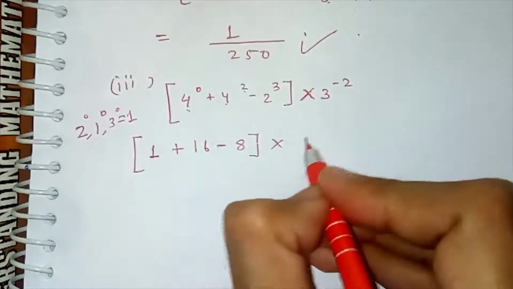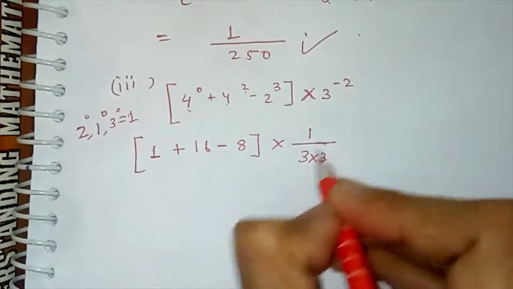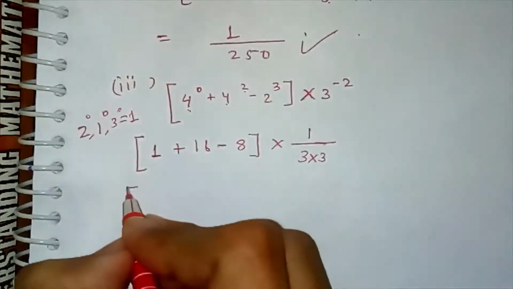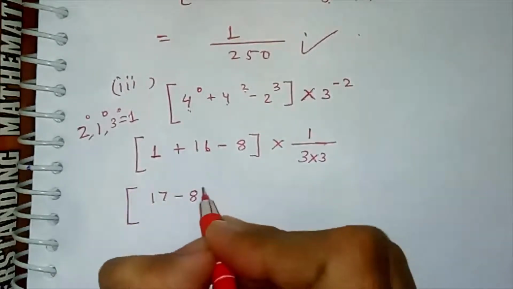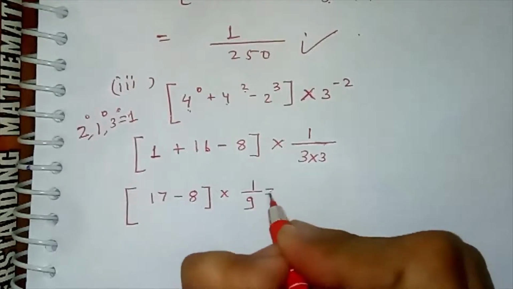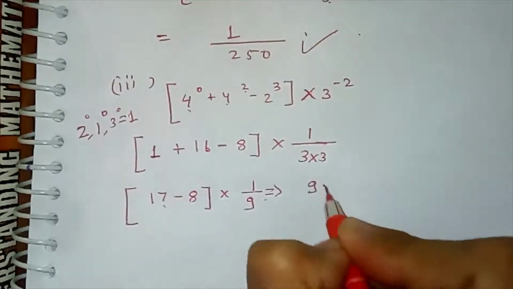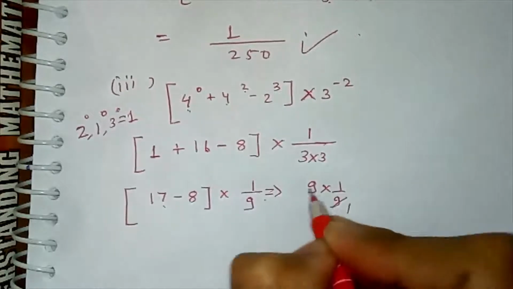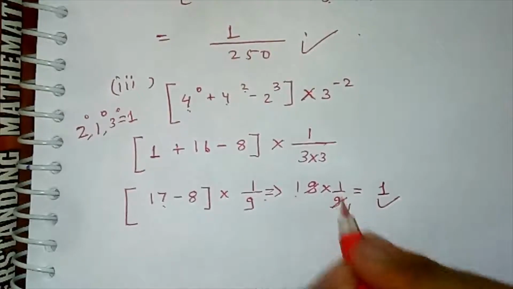3 to the power minus 2 means 1 upon 3 to the power 2. I am writing directly 1 upon 3 into 3. So 16 plus 1 is 17, minus 8 into 1 upon 9. Further solving, 17 minus 8 is 9, into 1 upon 9. 9 ones are 9, 9 ones are 9. The answer will be 1. 1 into 1 is 1.